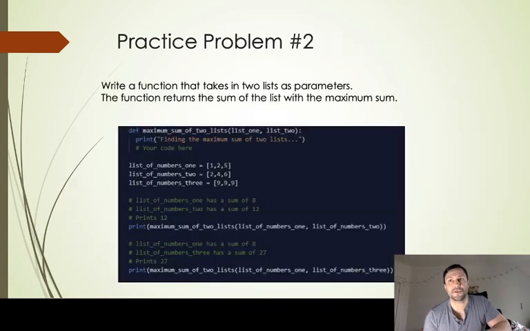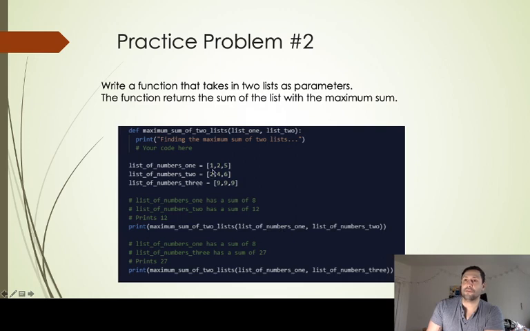So practice problem number 2. I want you to write a function that takes in 2 lists as parameters. The function returns the sum of the list with the maximum sum, which is kind of a weird way to write the problem now that I'm looking at it, but let me try to explain what I'm looking for. So let's say we have these 3 lists: list number 1, list number 2, list number 3, and we want to get the maximum sum of 2 lists that we pass as parameters.